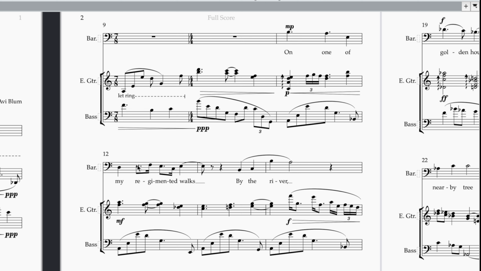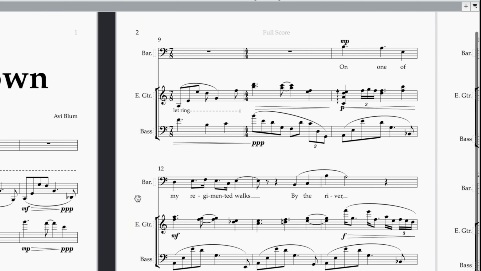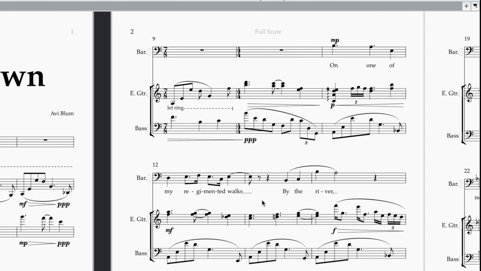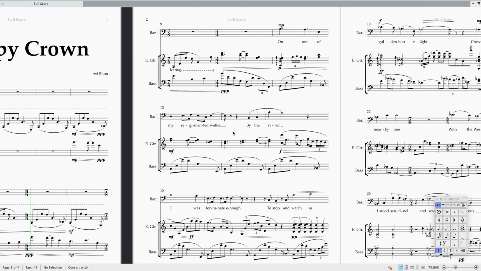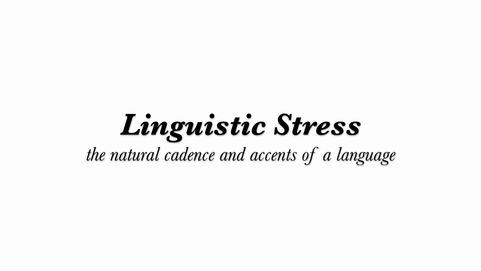Then we have this ba, ba, ba, ba, ba, regimented walks. We're still using these dotted figures, but now we're zooming into the rhythmic subdivision to tackle these multisyllabic words. Regimented. Here's where things get a little bit tough, and this is where you really want to pay attention to linguistic stress, making sure that words are being set naturally in the language.